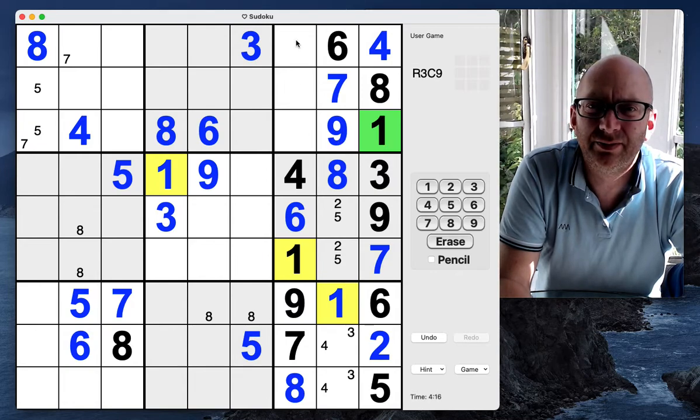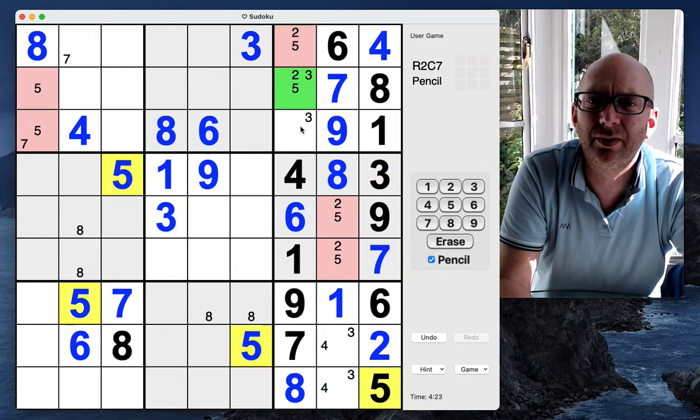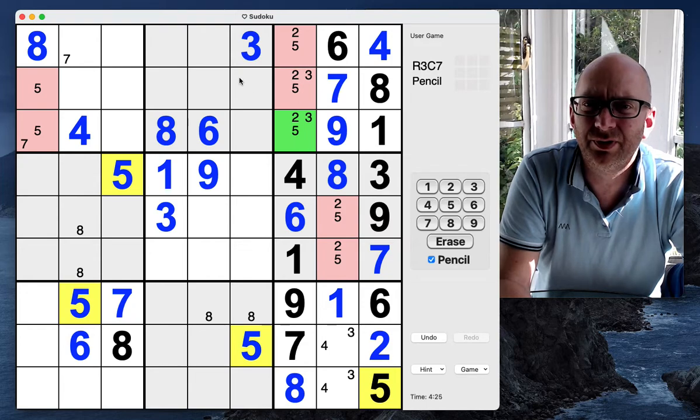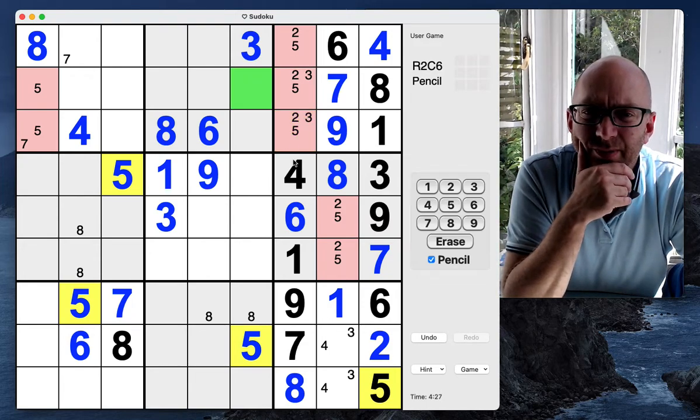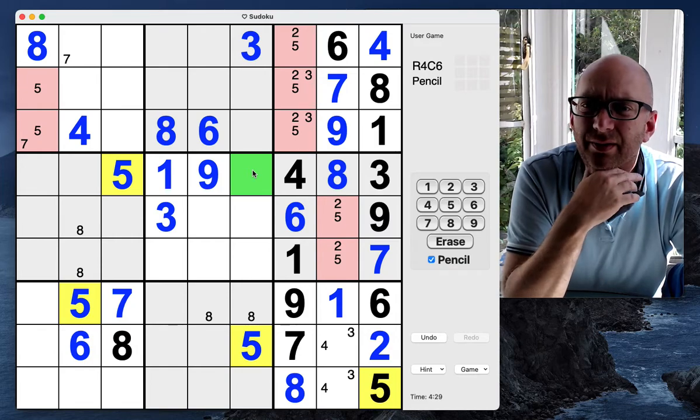And what do we have left here? We have a 3 and a 2, 5. So we've got a 2, 5. So here I'm going to write 3 options in, but because we've got a triple, I think that kind of makes a bit more sense.